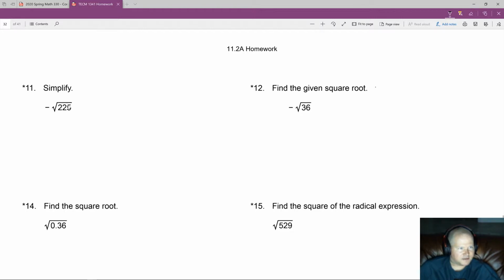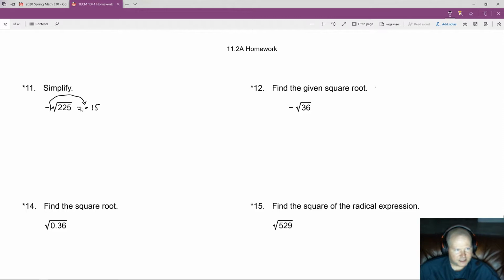Number 11, simplify. So we have a negative in front of a square root of 225. Now we're just going to carry this negative over, because in order of operations, we're going to deal with the root first, and then this is basically the equivalent of a negative 1 multiplied, and we deal with multiplication after the exponent in PEMDAS. So we carry around the negative, and we take the square root of 225, which is a 15.